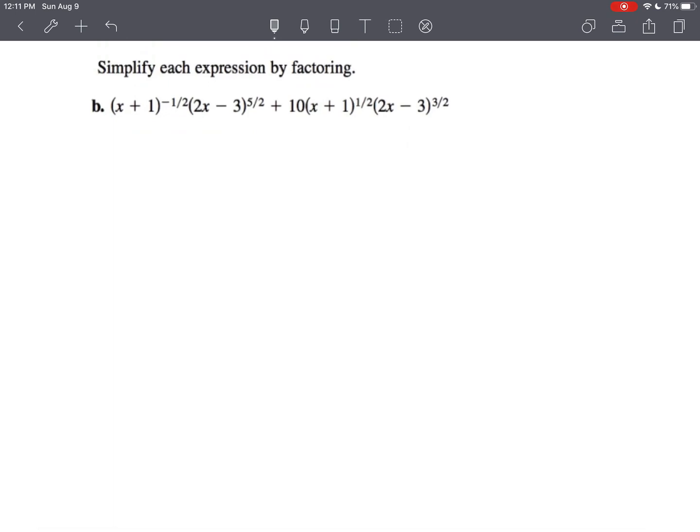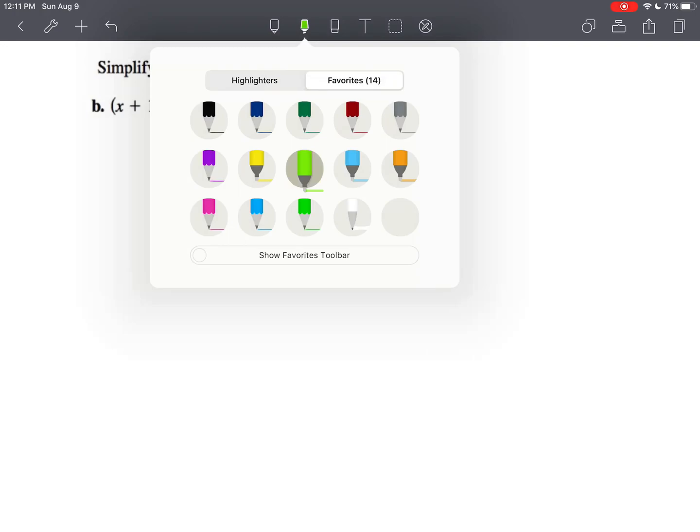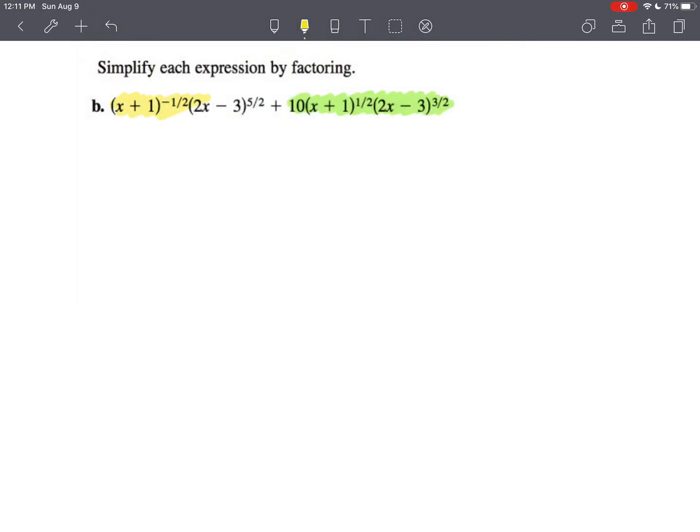So here we've got x plus 1 raised to the negative 1/2 power, 2x minus 3 raised to the 5/2 power, plus 10 times x plus 1 to the 1/2 power times 2x minus 3 to the 3/2 power. So again, just to look at this without making my brain do crazy things, I'm just going to separate the two terms using a highlighter, two different colors, and then I'm going to come back and say, what do they both have in common? So my greatest common factor, they both have an x plus 1 in common, and between the two x plus 1s, the lower exponent is negative 1/2, so we'll factor that out.